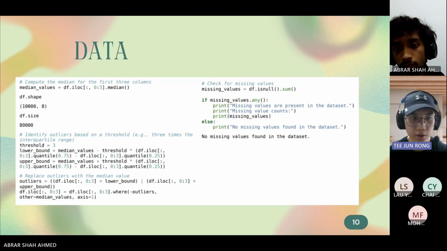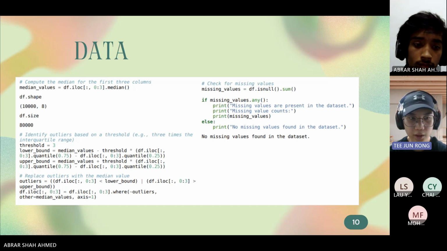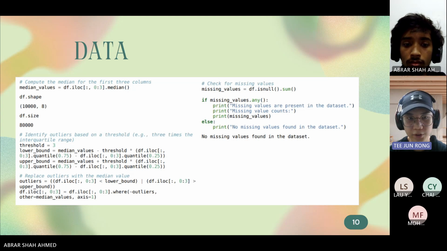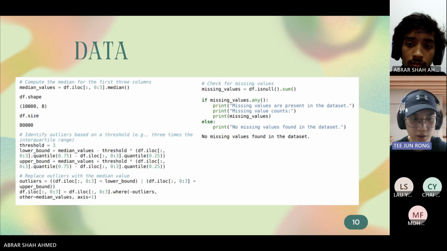Next, the other way we removed outliers is that we first calculate the median for the first three columns, and then we calculate the threshold for our data. And if the data exceeds or falls below the threshold, which is 3 times the interquartile range, then we'll replace the outliers with the median value, all of them.